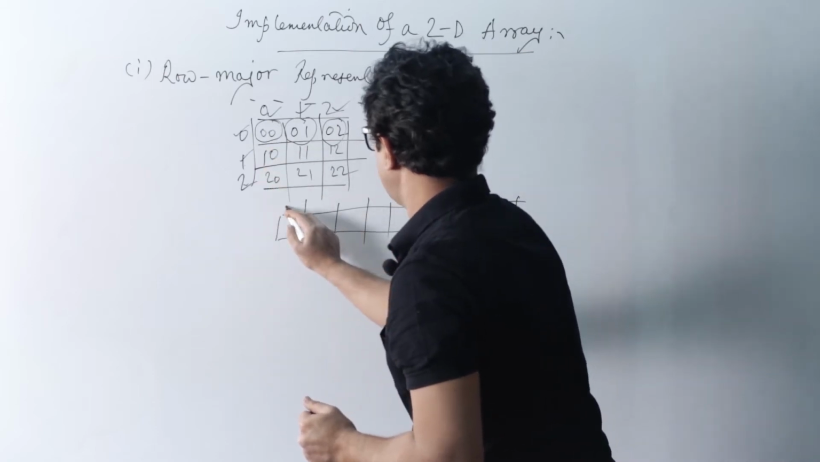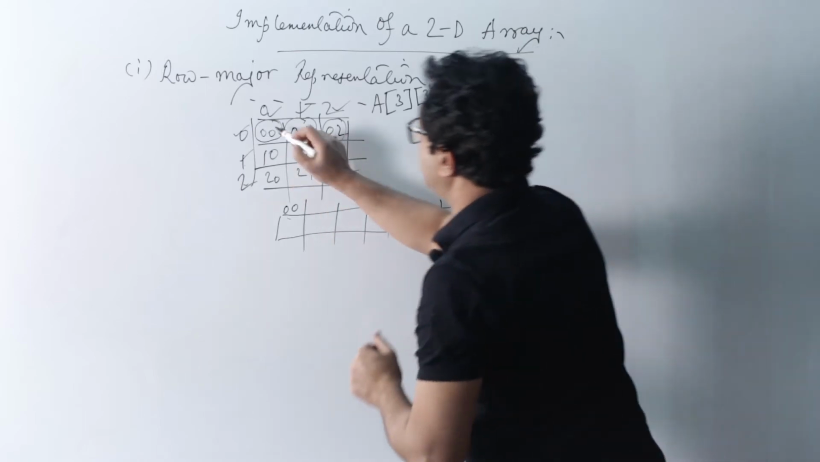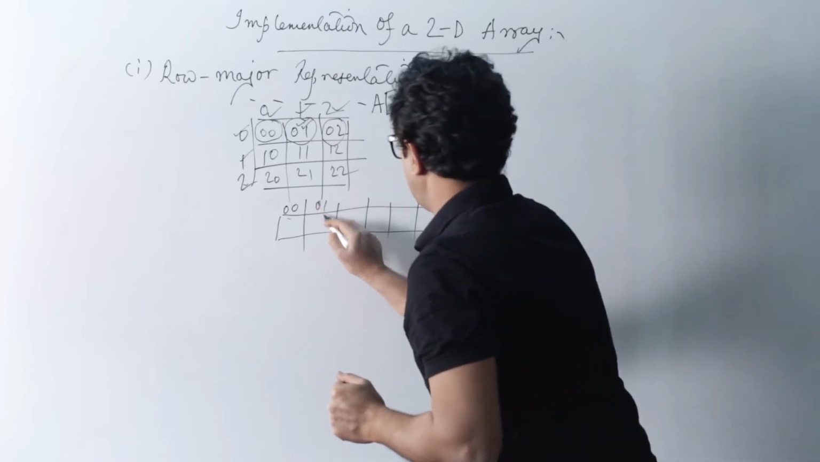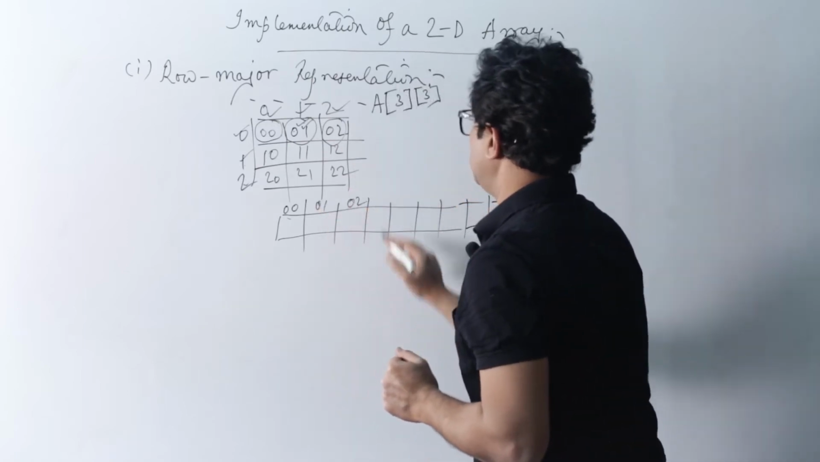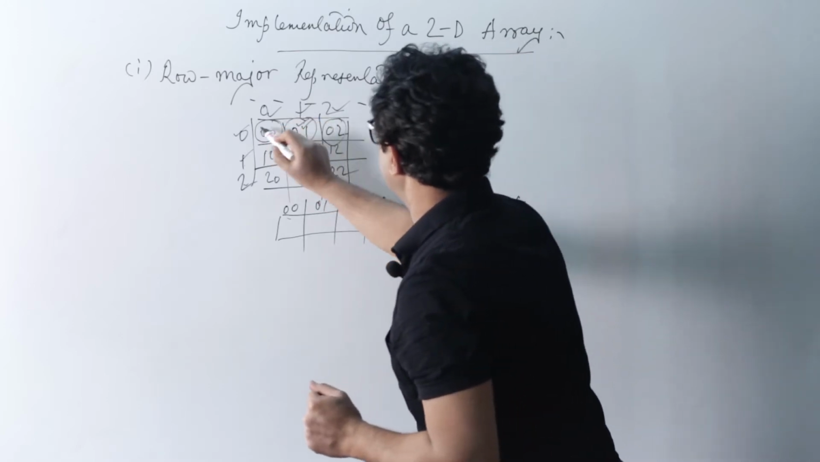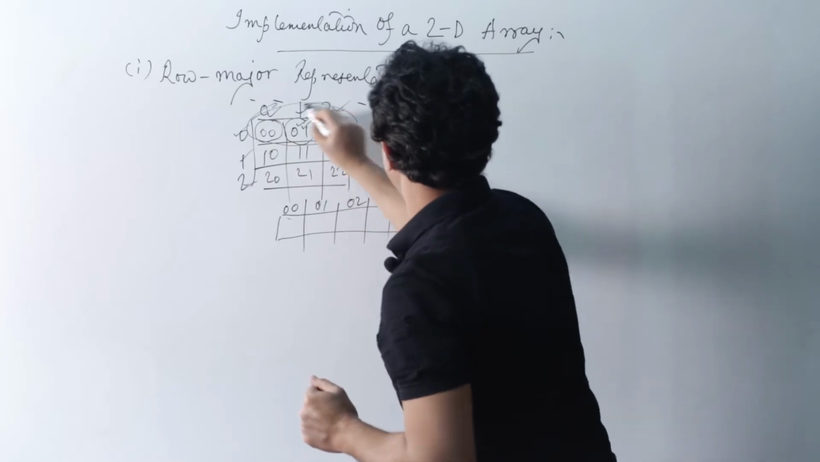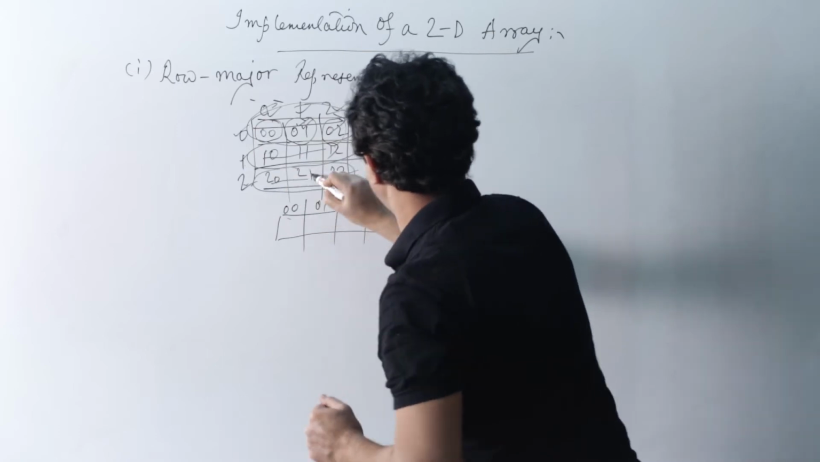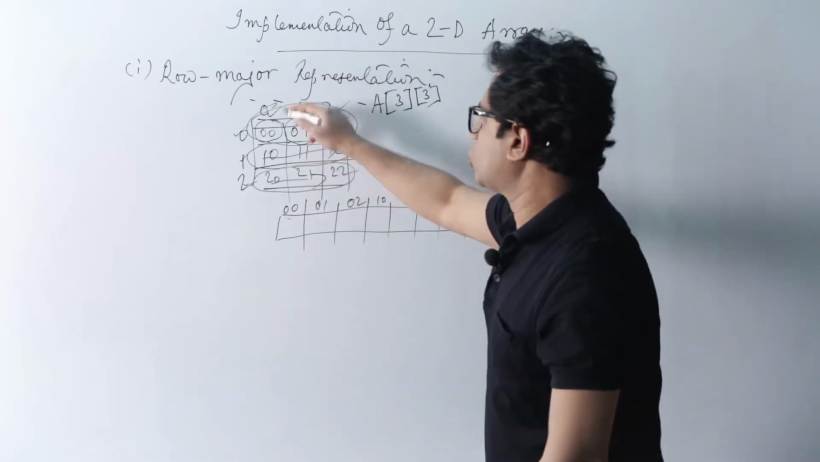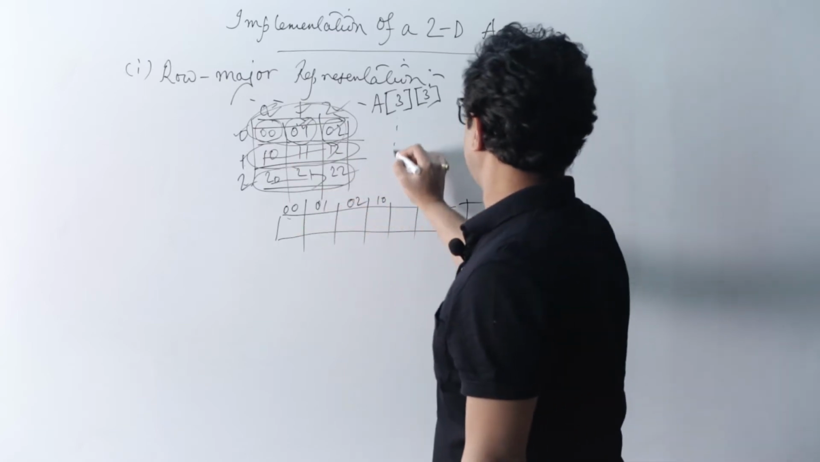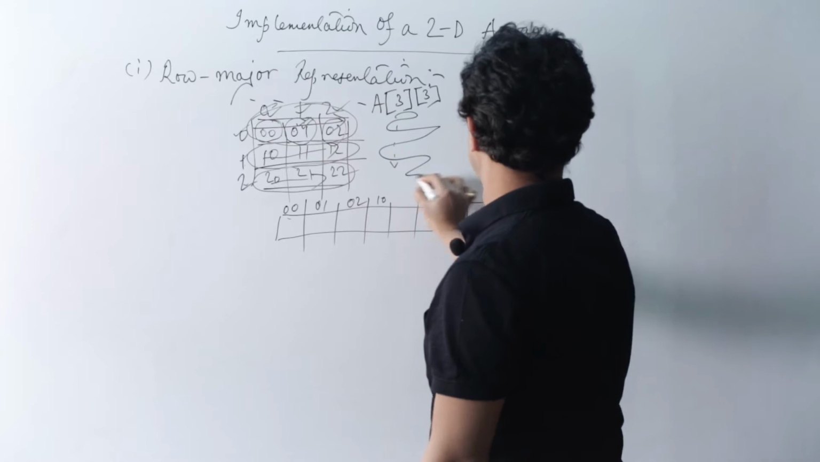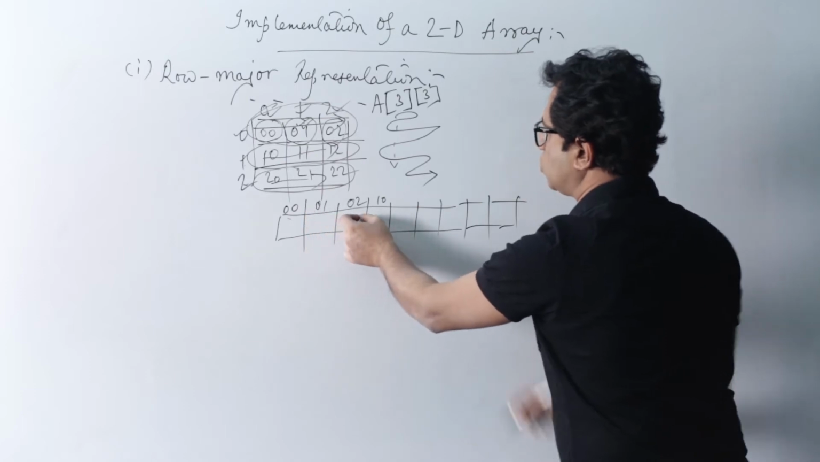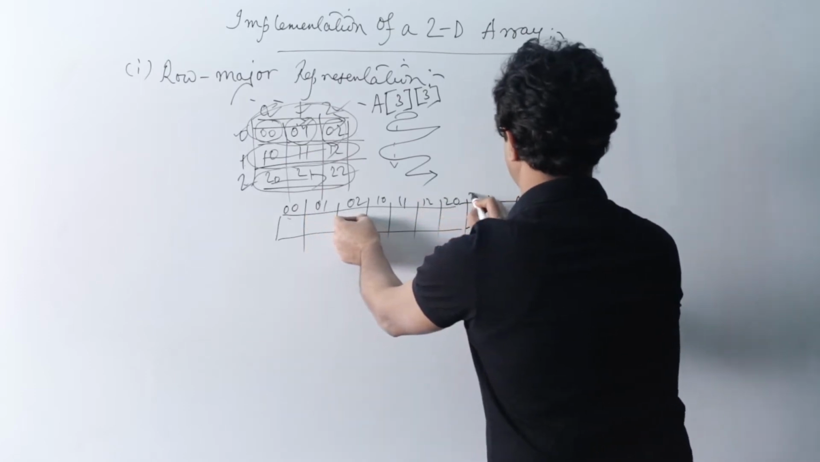Suppose this will be 0, 0. This will be taken to be the second element of this one-dimensional representation. This will be 0, 1. This will be 0, 2. This will be 1, 0, because it will traverse left to right, then come again to the next row, left to right, then come again to the next row, left to right, like this. So we are moving top down, left to right in a zigzag way. So this is the row major representation, that is 0 0, 0 1, 0 2, 1 0, 1 1, 1 2, followed by 2 0, 2 1 and 2 2.